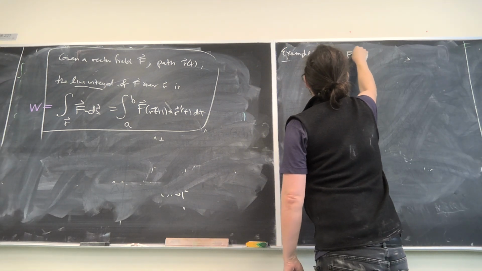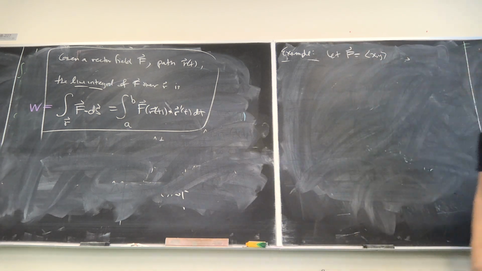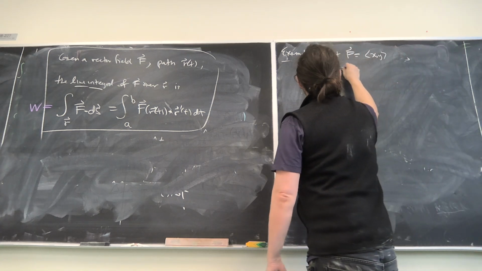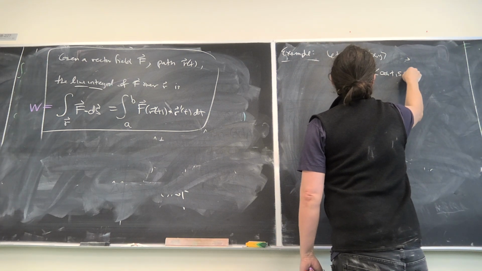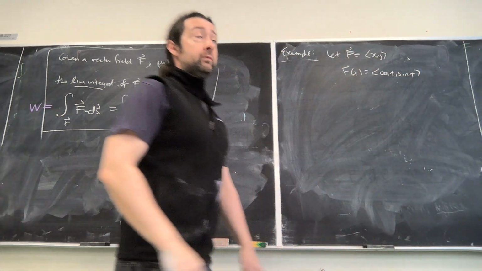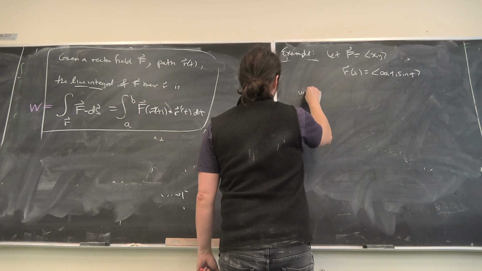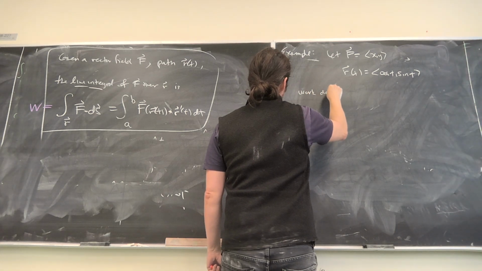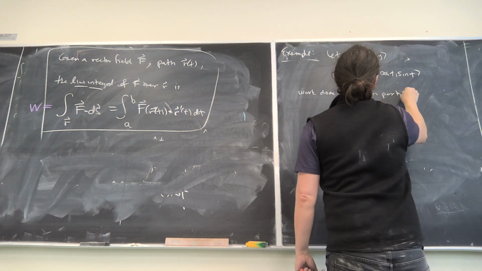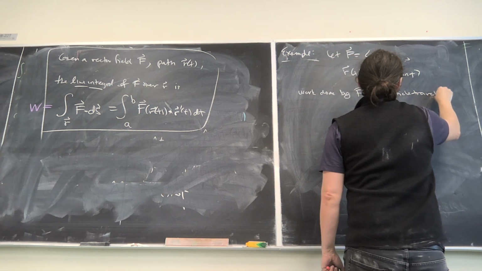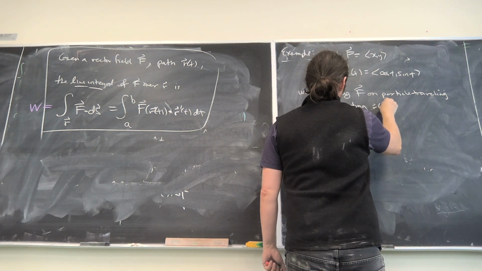Let's let our vector field F be equal to ⟨x, y⟩. And let's let the path be ⟨cosine t, sine t⟩. And I want the work done by F on a particle traveling along R of t.